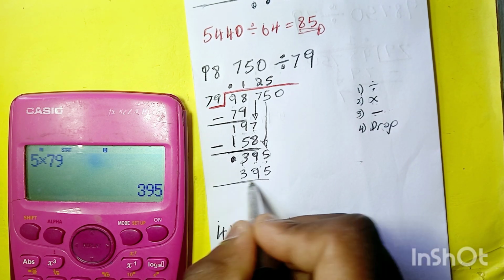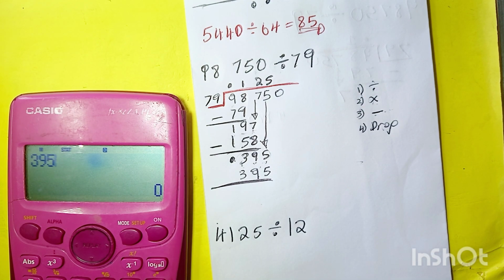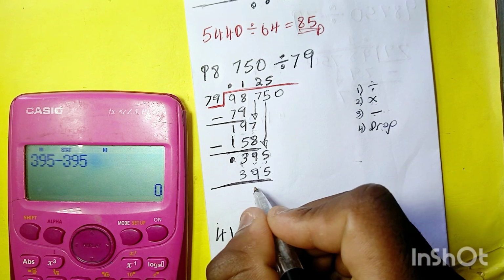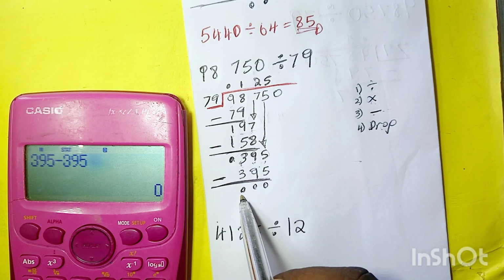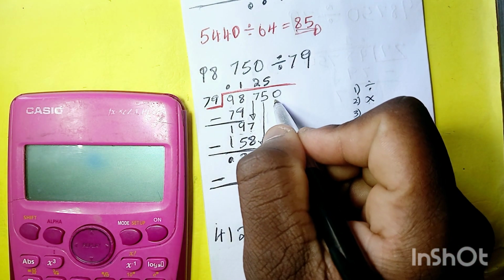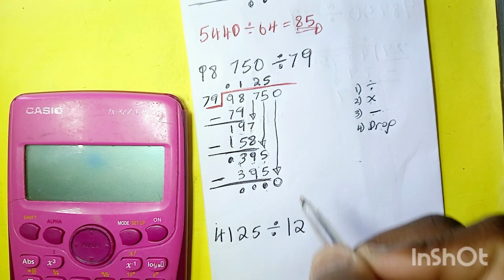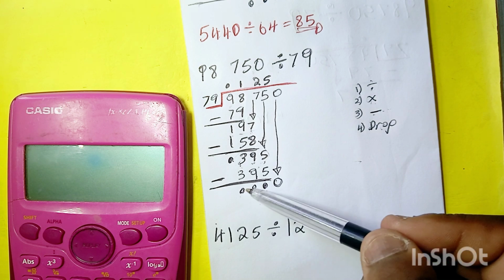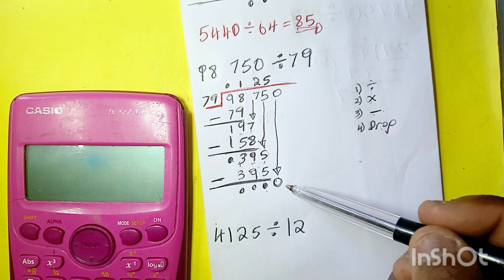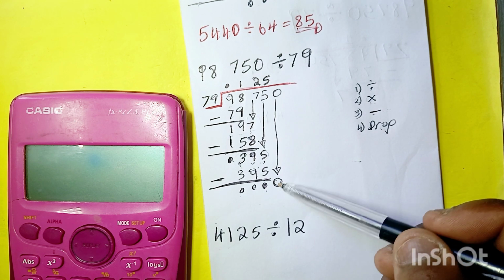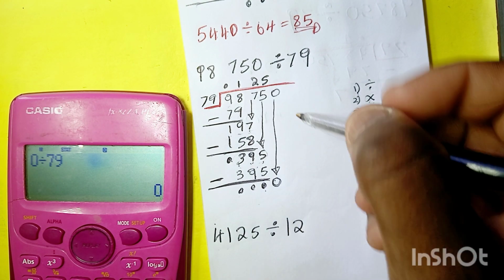Before I subtract, I underline. Then I say 395 minus 395. Here I just got 0, 0 and 0. Then I have to drop now. It's 0 also on this side. So now I got a new number, which is 0. Remember guys, a 0 is a number. Yeah, it is a number. So now I say 0 divided by 79. It is 0.